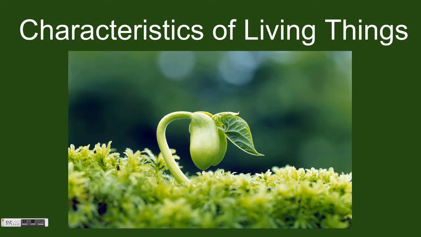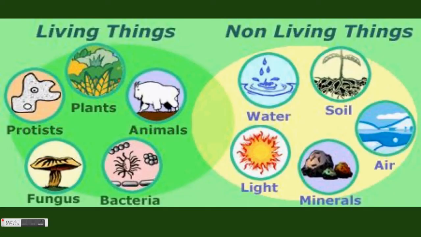In this video, you will learn what it means to be a living thing, and you'll learn the characteristics that all living things possess. There are certain characteristics that determine whether something is living or non-living. You can see broad examples of living and non-living things on this image. Another name for a living thing is an organism.